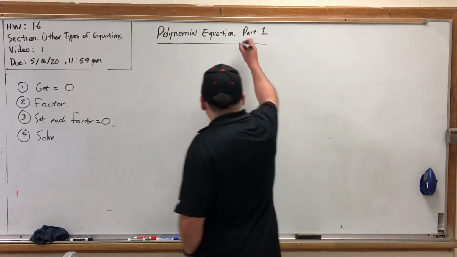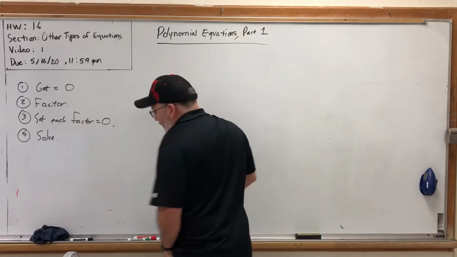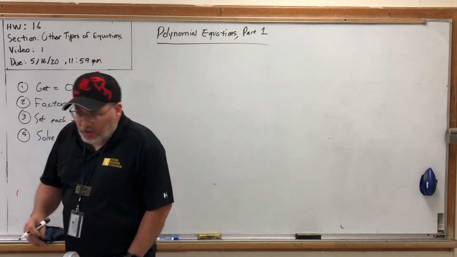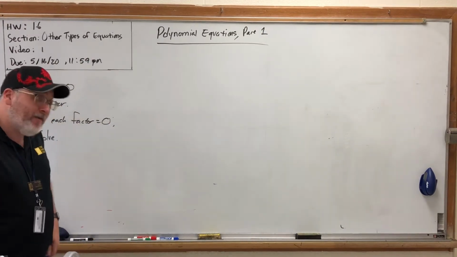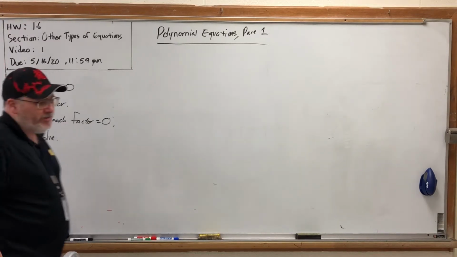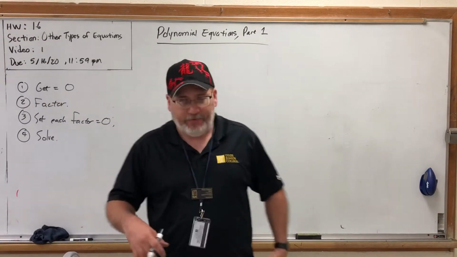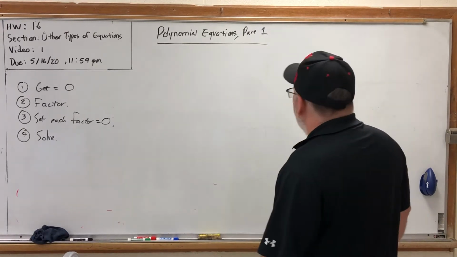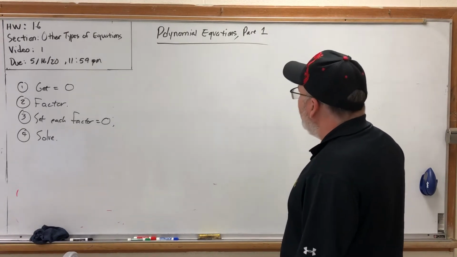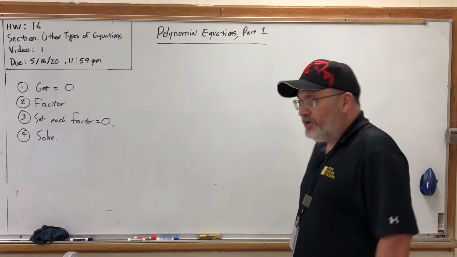Okay, so this next section is kind of a dumping ground for things that don't fit elsewhere. Any section that says other types of, you should be a little leery of. It doesn't mean it'll be difficult, it just means it's a mishmash of different types of equations, or whatever the objects are in the section. In this first video, we're going to be looking at polynomial equations.